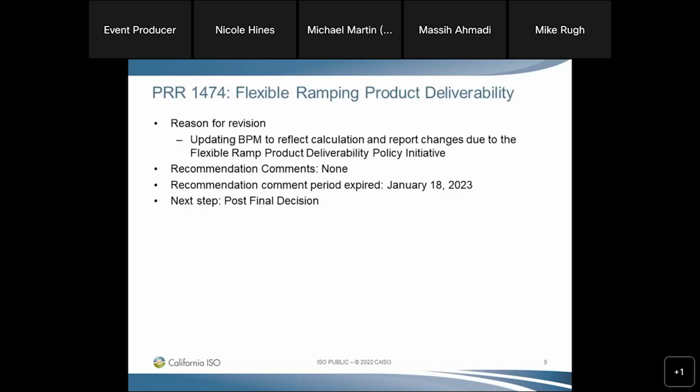This is Jacob Fox. We'll be talking about the PRR 1474, flexible ramping product deliverability. The reason for this revision is updating the BPM to reflect the calculation and report changes due to the flexible ramping product deliverability policy initiative. The recommendation comments, we didn't have any. The recommendation comment period expired on January 18th, and our next step is to go ahead and post the final decision.